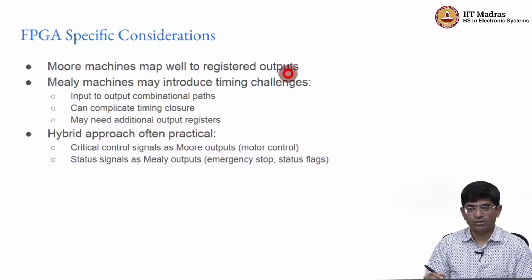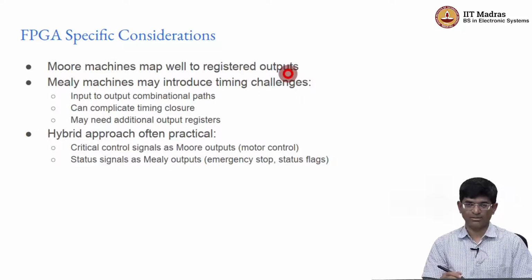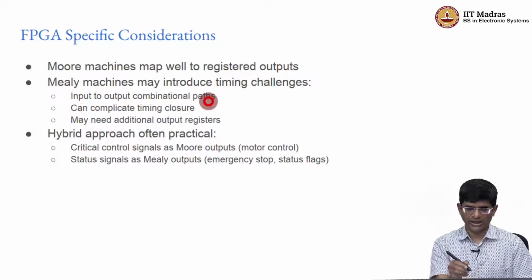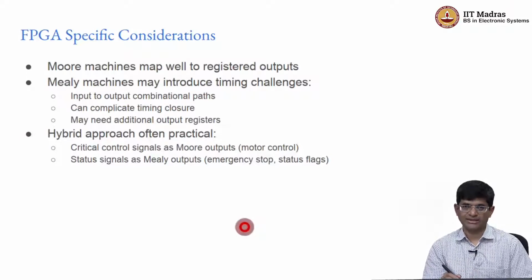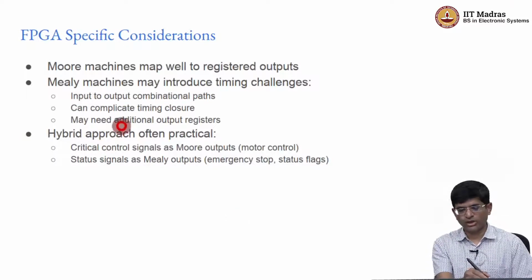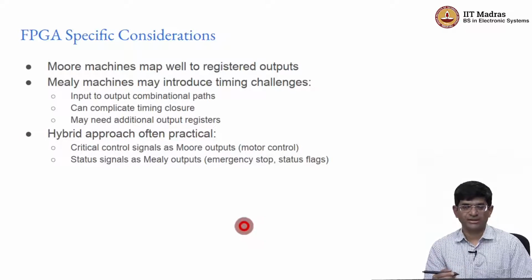Mealy machines have a problem that way. Because of the way that the input can influence the output, timing analysis can become more complicated. In particular, you can have input to output combinational paths. So, you may also need additional output registers to meet the timing requirements of your circuit.